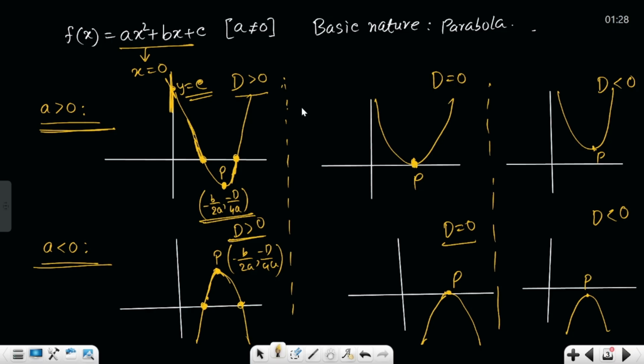These are the main things of it. Okay, so this is the things. Now in this topic, our last thing is sign determination. Sign determination. So what is that?